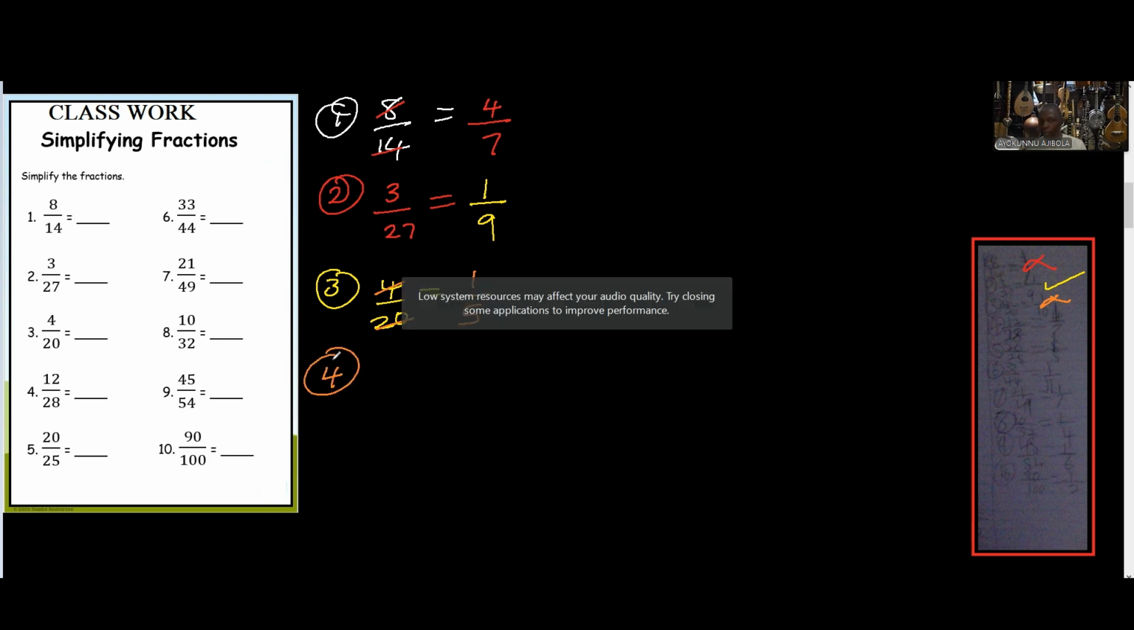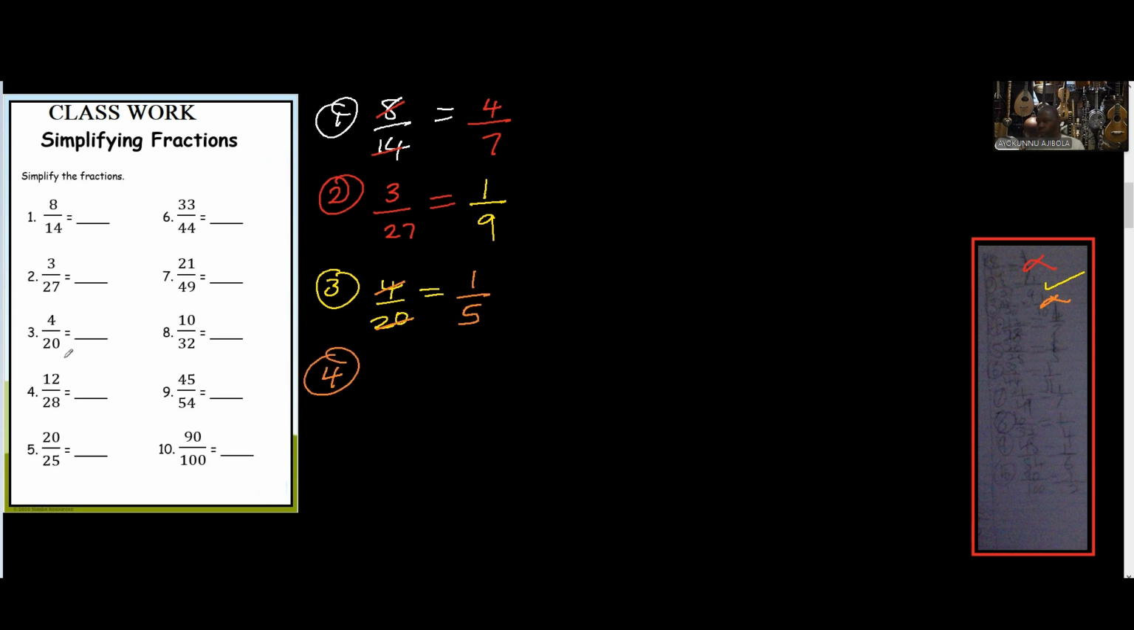Then number 4, we have 12 over 28. This is another one that I was talking about, because you can just say 12 in 12 is 1 and 12 in 28, no, it won't work. So you look for a number that can divide both 12 and 28, and that number is 4. So how many times does 4 go in 12? That's 3 times. How many times does 4 go in 28? 7 times. So 3 over 7. So this one too is not correct, because it's not 3 over 7.